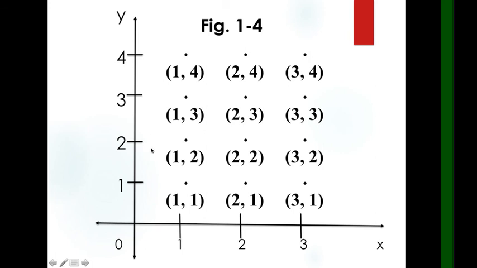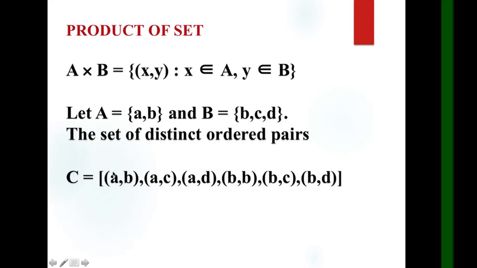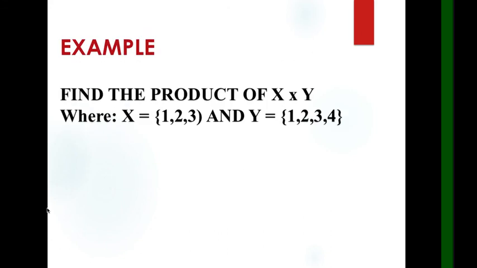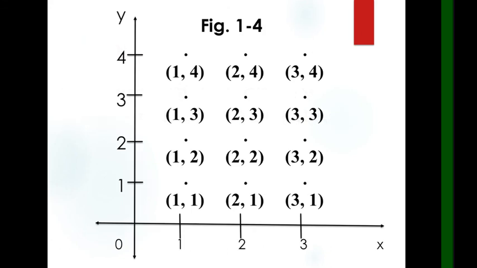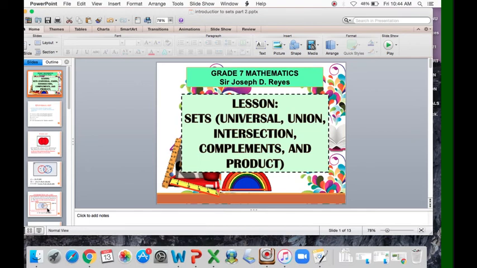Ililist mo lang yung mga yan katulad ng ginawa natin dito na nakalist sila using brackets. Okay? So that is the product of sets. Pag ganun. Okay? Your answer will be the product of sets. Okay? So that's all about sets: universal, union, intersection, complements, and product of sets.